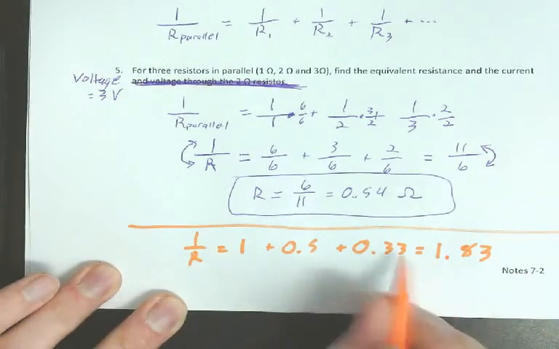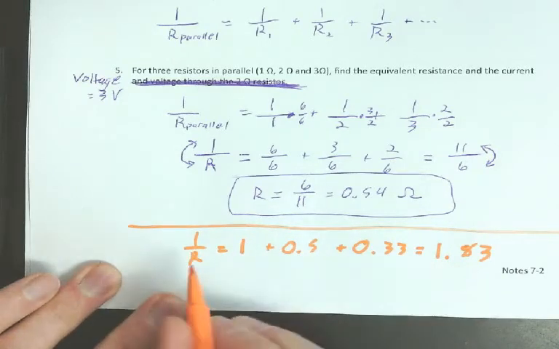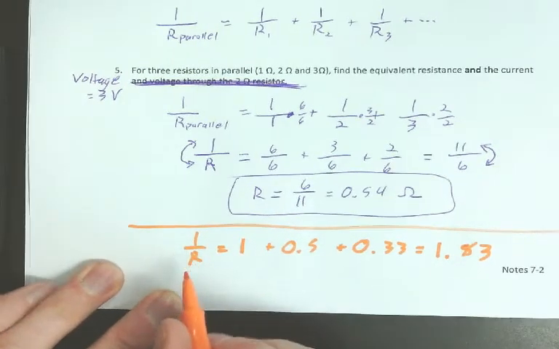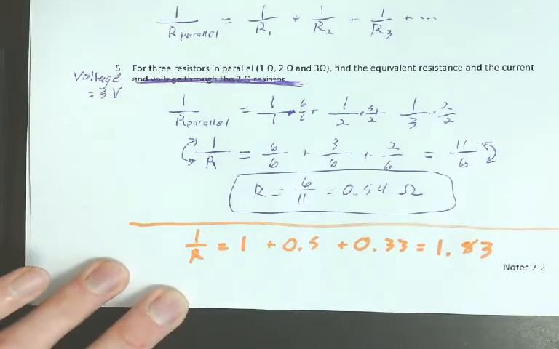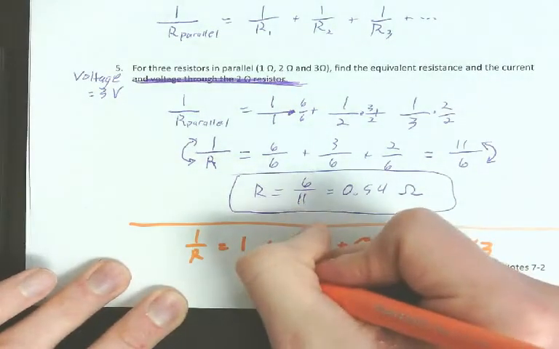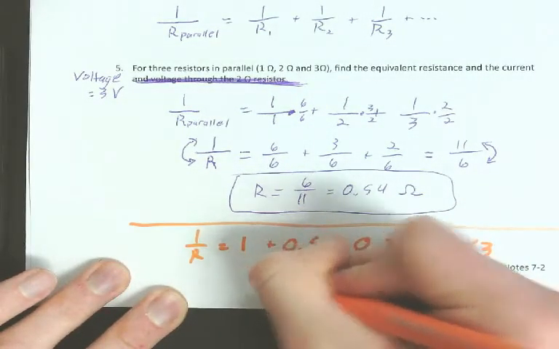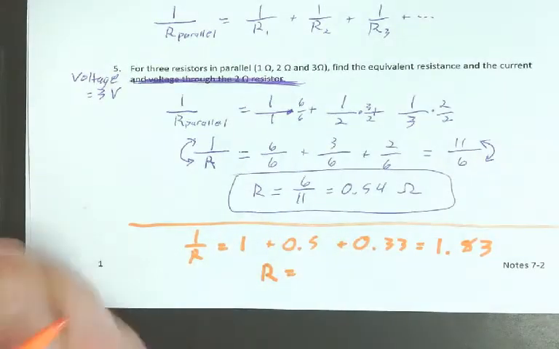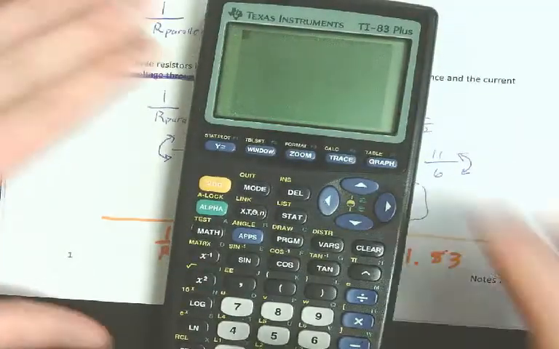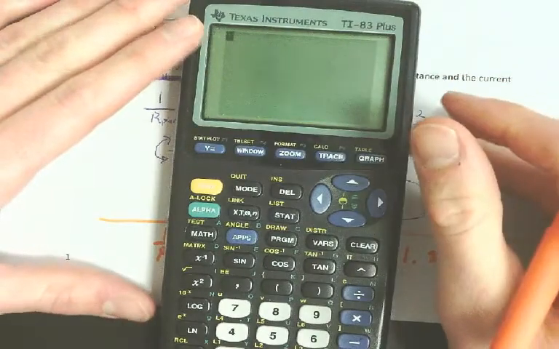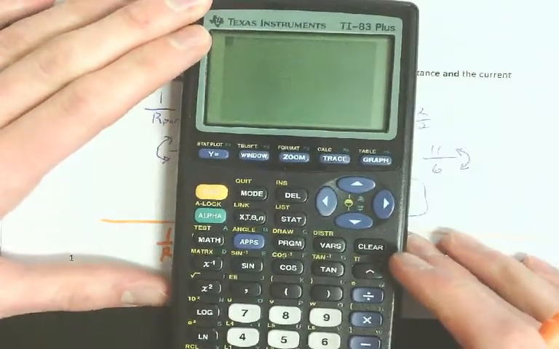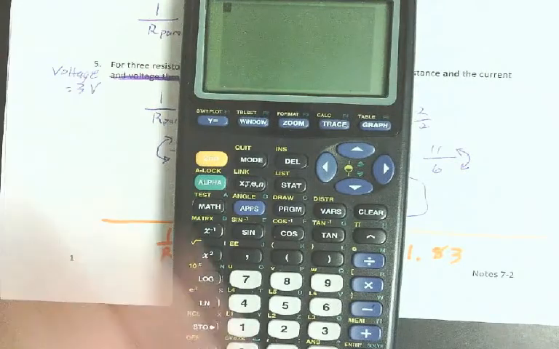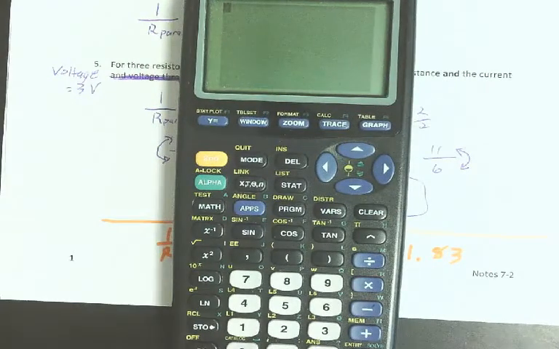I don't want 1.83 as 1 over R. I want just R. So what I have to do is what's called taking the inverse. And you do this on your calculator. So find your calculator. Borrow one from me if you need one, because I don't know where it is on your phones. But I know where it is on these calculators. So if you need to borrow a calculator, come borrow one real fast. But you'll want to see where this is on the calculator.